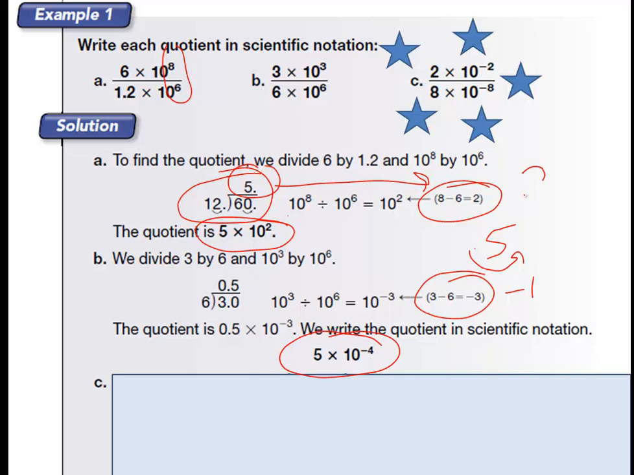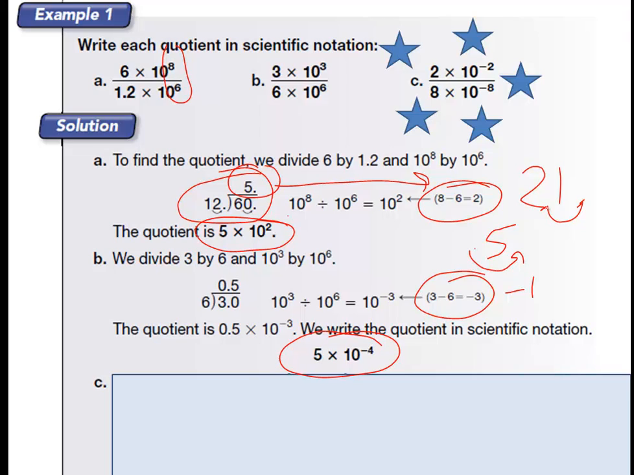Because if you remember right, if we've got 21, we've got to move our decimal this way, we add 1, and that would be negative 2. But in this case here, we're moving it to the right, so we're going to subtract 1. So it's going to be 5 times 10 to the negative 4. Okay, now let's look at C. C is a little bit tricky, but see if you can do it.